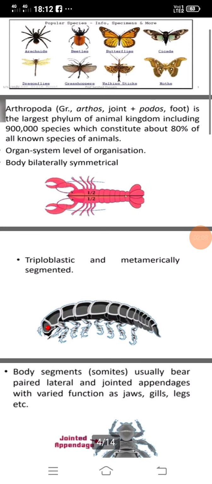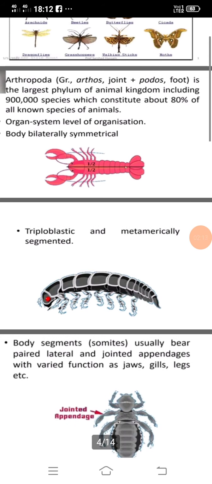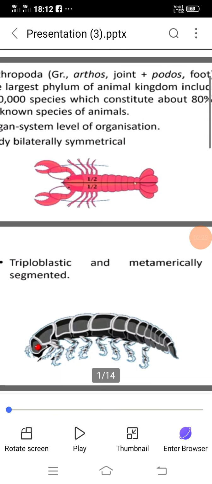Then they have organ system level of organization. Then body is bilaterally symmetrical. You can see in this diagram they can be divided into two equal halves, one lateral half and the other lateral half. This is a typical example of bilaterally symmetrical organisms.